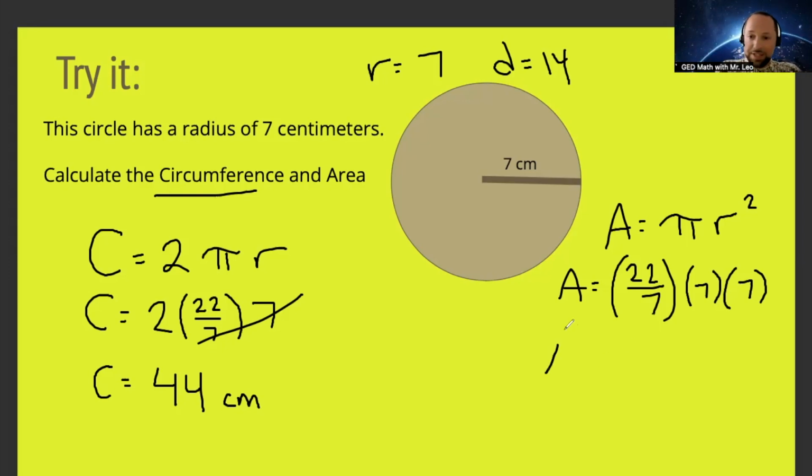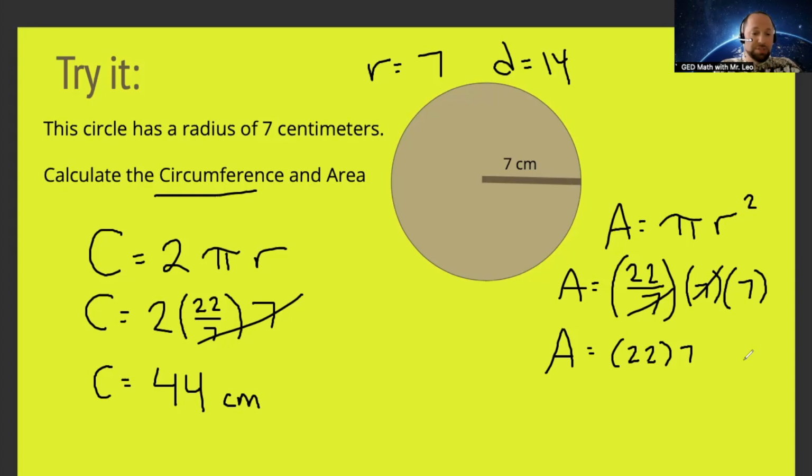Now, the canceling part. Please notice that this 7 on the bottom will cancel with one of the 7s. That's it. The other 7 is going to remain in the answer. So now I have 22 times 7. I can't quite do that in my head, but you'd have to agree it's a simpler calculation than using a decimal.